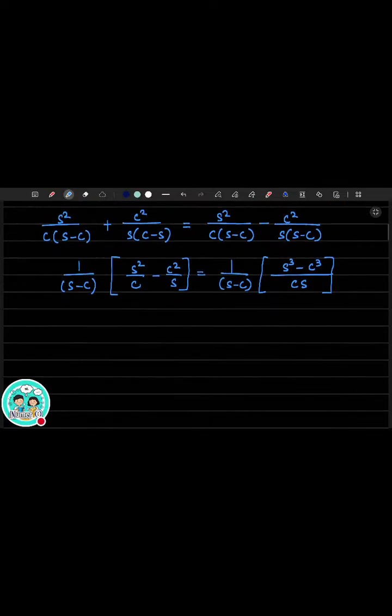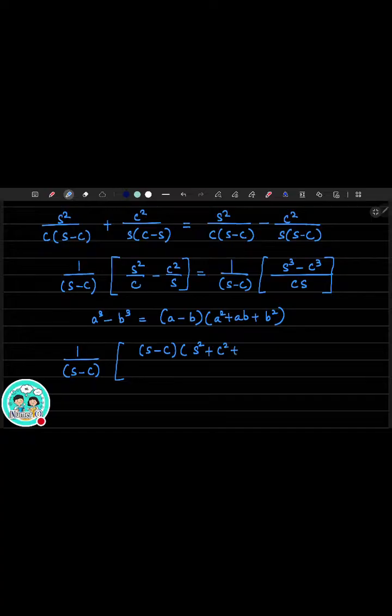So you should know what a cube minus b cube is. The a cube minus b cube formula is a minus b multiplied by a square plus ab plus b square. So we'll use this. What you have is 1 by sine minus cos multiplied by a cube minus b cube. So sine minus cos multiplied by sine square plus cos square plus sine into cos, whole divided by sine into cos.